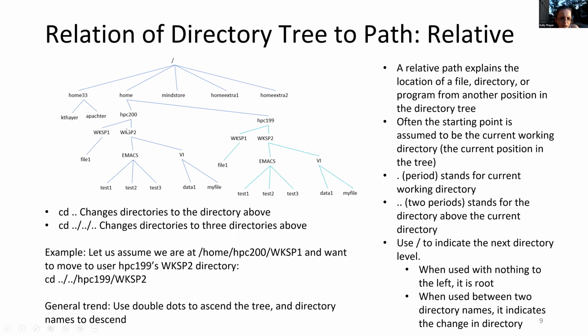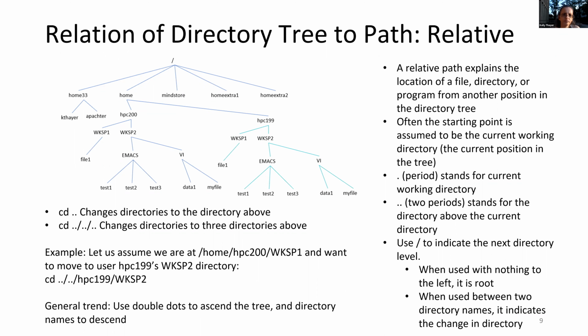Let's see, so we are starting at workshop 1, we're here, and then we go above 1 directory, so then we'll be in HPC 200. We need to go 1 directory above to get to home, and then we can begin the descent down the tree. So notice that after you have done the .., you then simply descend through the tree, HPC 199 and then workshop 2, to arrive at our desired location. So use the double dots to ascend the tree and the directory names to descend.